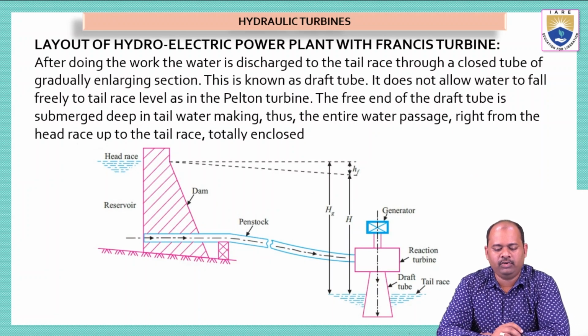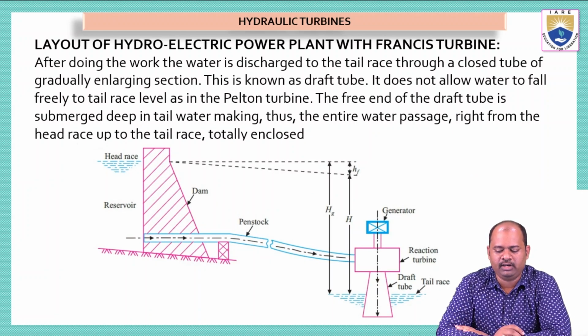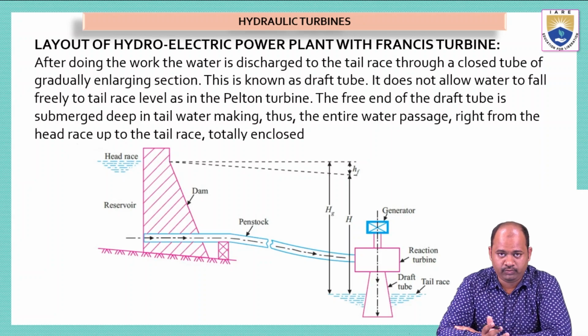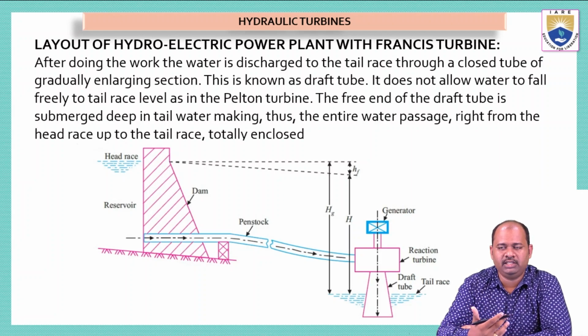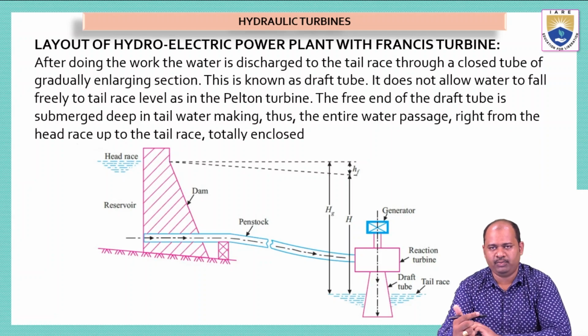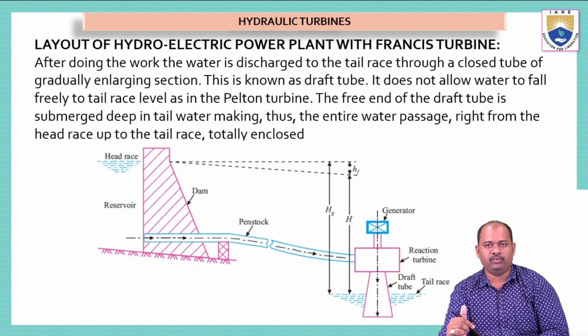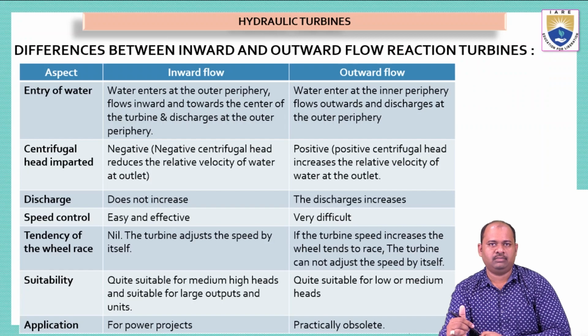Now after doing the work, the water is discharged to the tail race through a closed tube, which we have seen already. It does not allow the water to fall freely to the tail race because we have very low pressure inside the turbine. That is why we have kept a draft tube of increasing cross-sectional area.